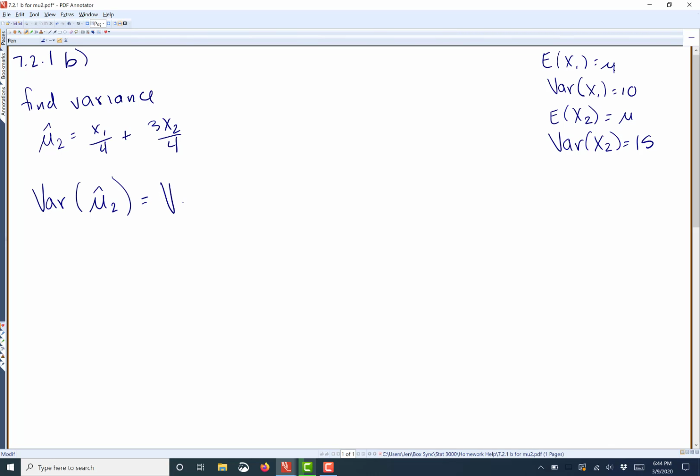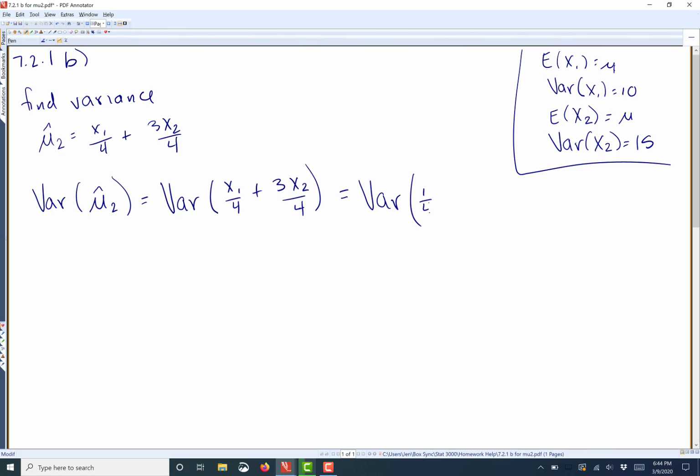So looking at this, the variance of our second estimate, mu2, would be equal to the variance of x1 over 4 plus 3x2 over 4. This comes back to section 2.6, where we learned how to do combinations of random variables and what that does to expected value and variance. When you deal with variance, remember that when you're multiplying or dividing by numbers, that comes out of your variance squared. So it might help on this one to rewrite this as 1/4 times x1 plus 3/4 times x2.